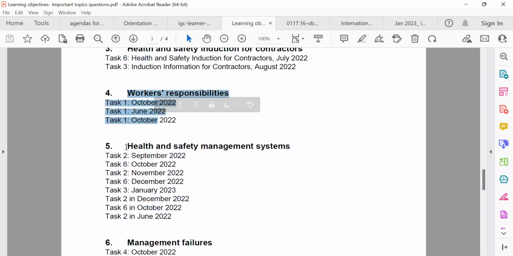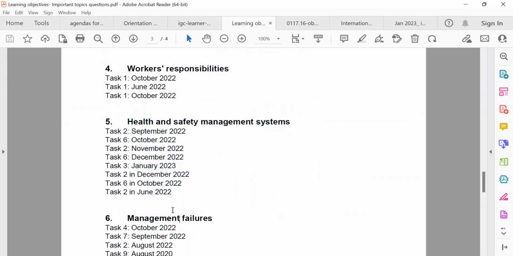workers' responsibilities, health and safety management system. It is asked in many question papers, but the questions would be varied. That means sometimes the question would ask what are the likely failures of an organization in communicating the outputs and objectives of the health and safety management system. Sometimes that would be the question. Some other time the question would be, is the health and safety management system okay here? If not, what can you recommend?